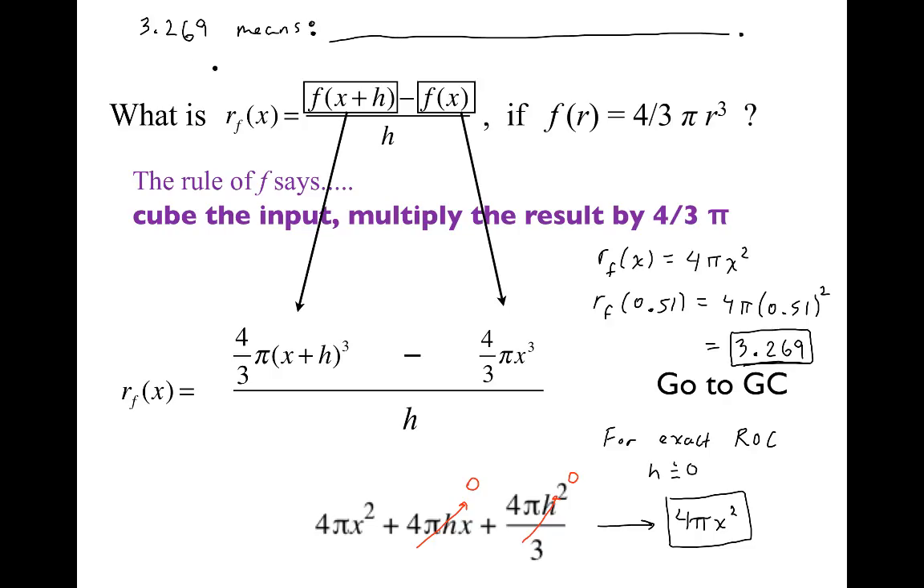Yes, 3.269 is the rate of change of volume with respect to radius when the radius is 0.51. But what does that value 3.269 mean? Right, it is the rate of change, but that's not the meaning of that number. Do you know what that number means, 3.269? It's the rate of change.